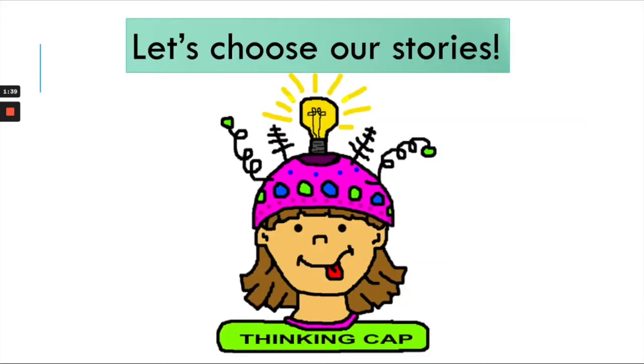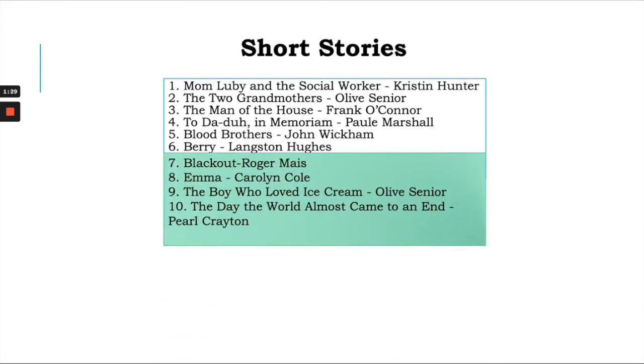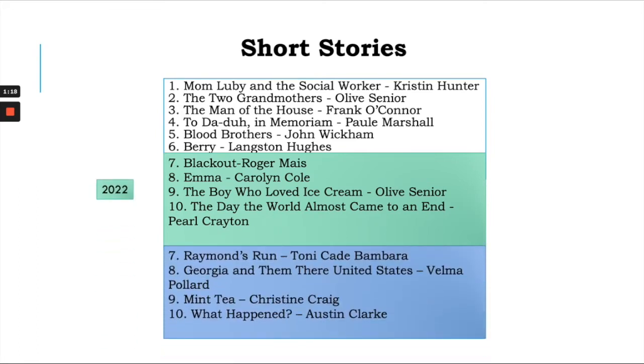So let's choose our stories. Now that we understand what that question is about a little more. There are 10 stories which you should have read. Some stories are different depending on when you are writing the exam. The stories in green will not be used in 2023. But if you are writing the exam this year, you have to learn them. If you're writing the exam in 2023 and beyond, you will not be focusing on Blackout, Emma, the boy who loved ice cream, or the day the world almost came to an end. Instead, they've been replaced by Raymond's Run, Georgia and Them, Their United States, Mint Tea, and What Happened.